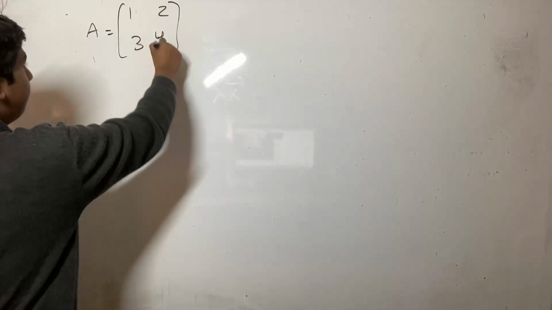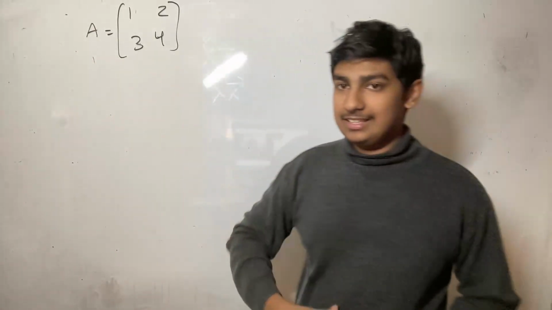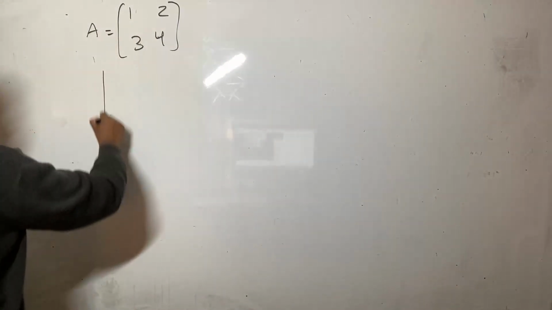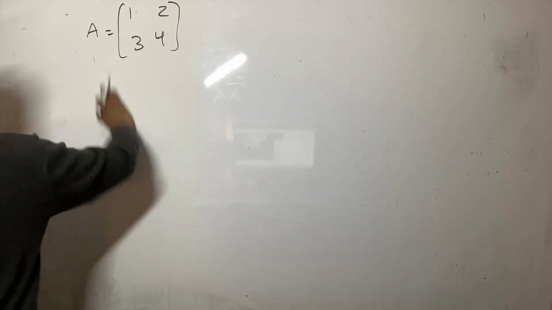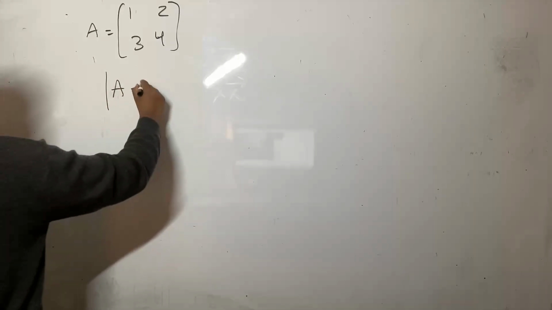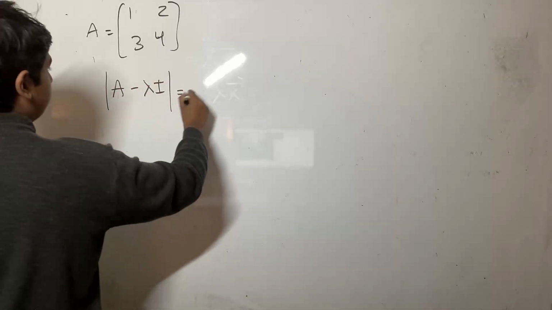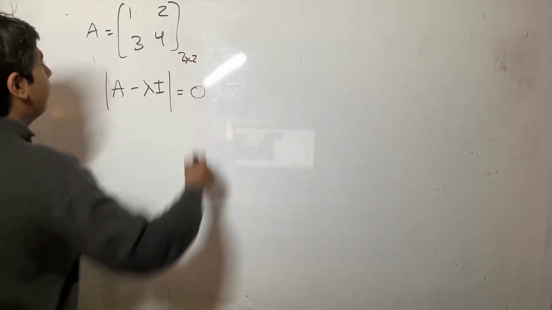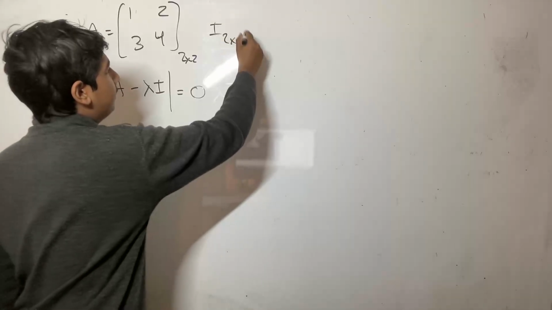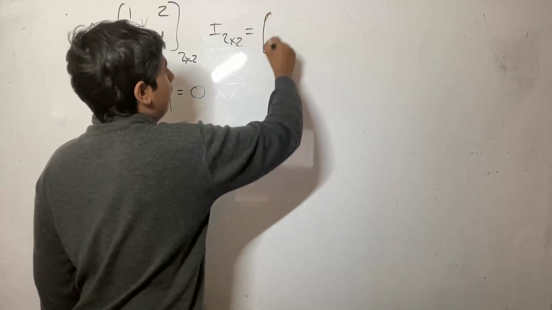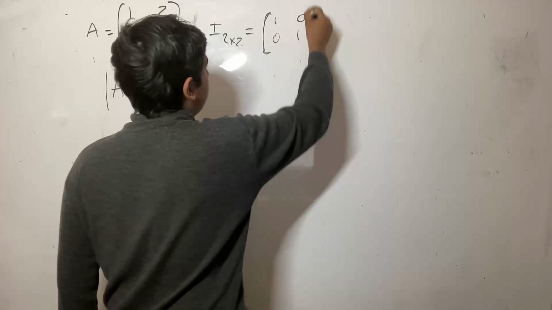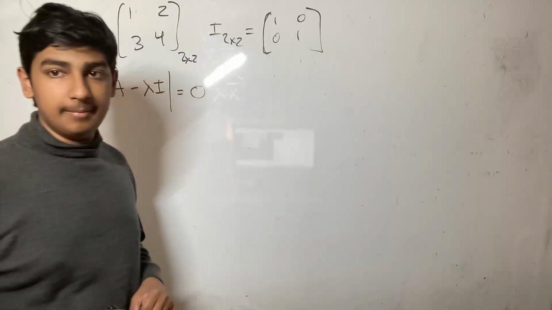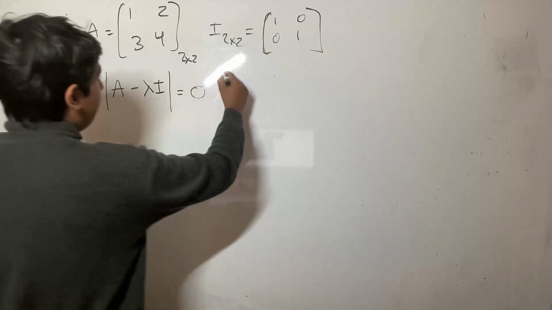1, 2, 3, 4. Okay, so Ax has to equal lambda x, and in order to do this, we have to take the determinant of A minus lambda I equals 0. Remember, I, the identity matrix, for this 2 by 2 matrix will also be a 2 by 2 matrix, just 1, 0, 0, 1. This is our identity matrix.